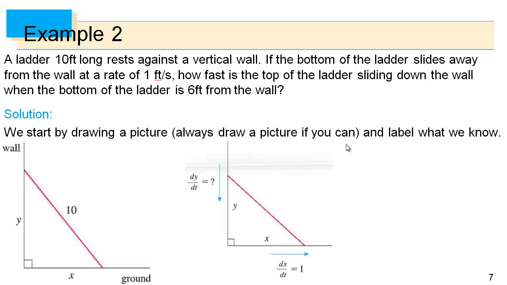All right, one more example. You have a 10-foot ladder. It's resting against a vertical wall. If the bottom of the ladder slides away from the wall at a rate of 1 foot per second, how fast is the top of the ladder sliding down the wall when the bottom of the ladder is 6 feet from the wall? Well, step one, draw yourself a picture. So here's your simple picture of the ladder leaning against a wall. You always want to draw a picture whenever you can, and then label what we know.